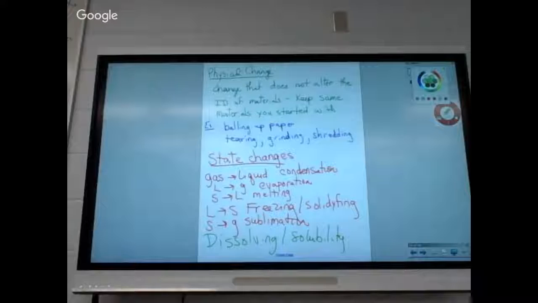Okay. So state changes are all physical. Because, for example, if water freezes, is it still water? Yes. All we've done is change its state. It still has all the same properties that it had. Nothing has changed about it. It's just in a different state. A chemical change is not going to have any of the same properties. That's what we're getting ready to talk about. And I'm going to give you an example to illustrate that you can all relate to.